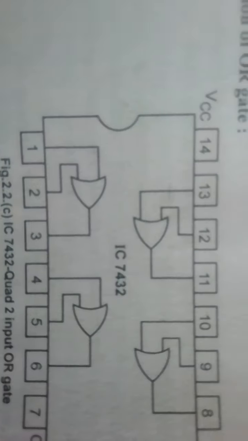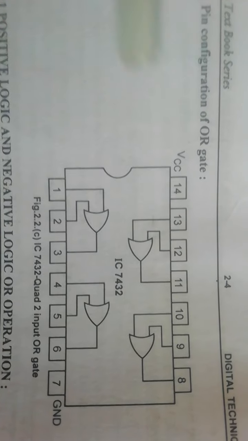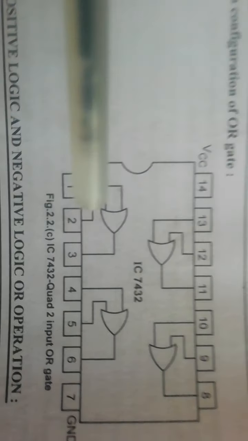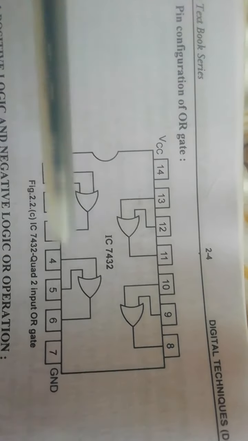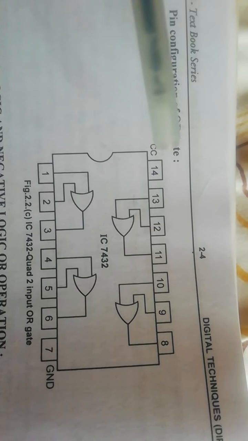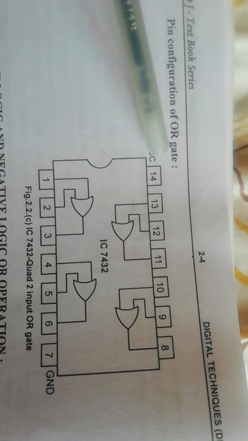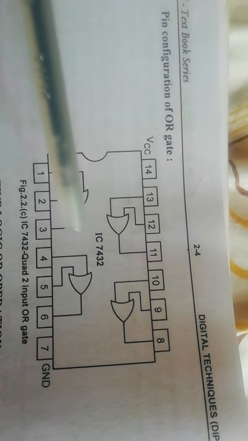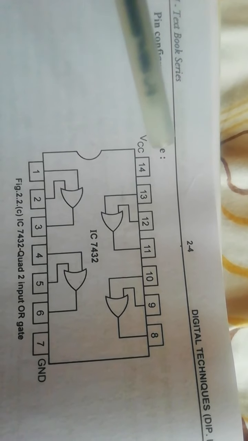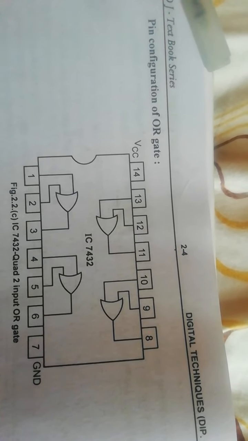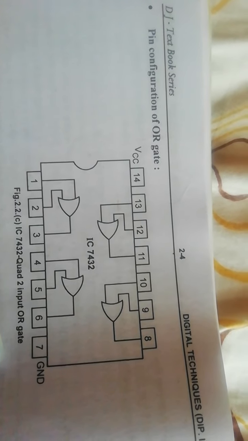For this OR gate we use IC 7432. Same, this IC has 14 pins. Pin 14 is used for VCC, which means we can connect this pin to the power supply. Without this pin connection we will not be able to run this IC. So this is very important. We can connect the VCC to the power supply and ground to ground. Okay.